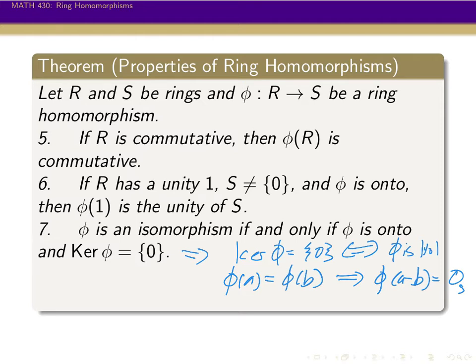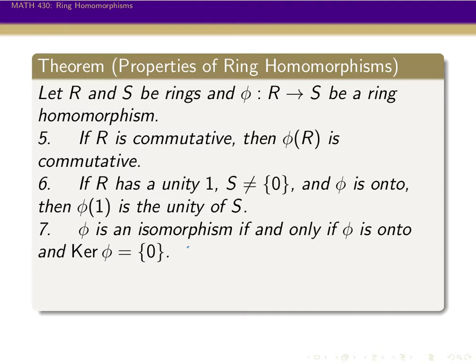And so if that's the case, and the kernel is only 0, then that means that A minus B is equal to 0 in R. So A is equal to B. So that's one direction.